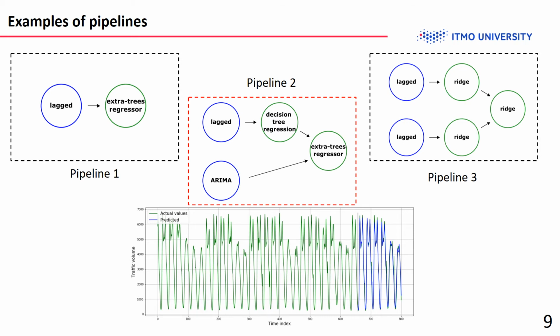On this slide, you can see different examples of pipelines we can build using lagged transformation. The first pipeline is just a simple one: lagged transformation and any machine learning model we want. The second pipeline is a combination of a lagged branch with machine learning to make predictions and classical time series forecasting models such as ARIMA. Pipeline number 3 has lagged transformations, maybe with different window sizes. It's also possible in one pipeline.